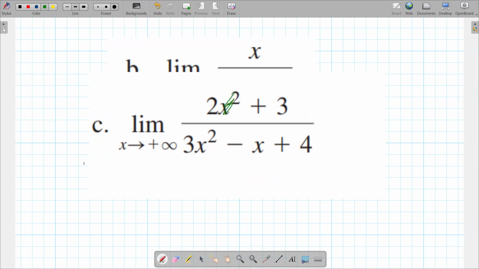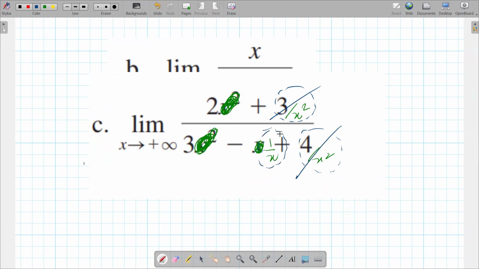2x squared over x squared, this cancels out. 3x squared over x squared, this cancels out. X over x squared, you're left with 1 over x. And then you have this over x squared, you have this over x squared. 3 divided by infinity squared is a 0, so this goes away. 4 divided by an infinity squared is a 0, so this goes away. 1 divided by a very large number, 1 over infinity is a 0, so this goes away. Therefore, the solution to this is going to be 2 over 3, and that's it. Final answer. Did that make sense?